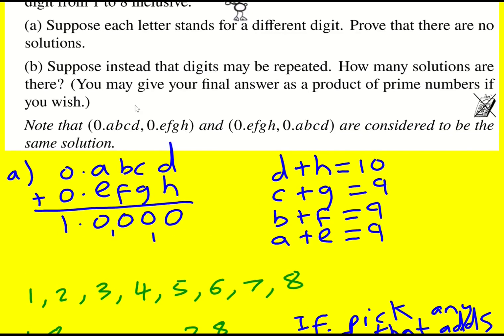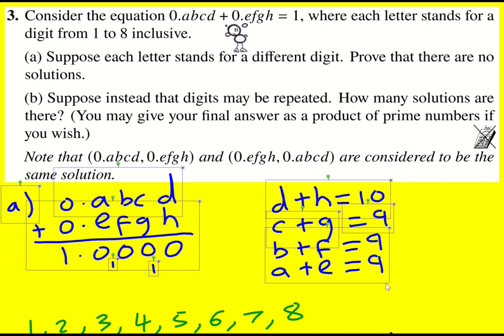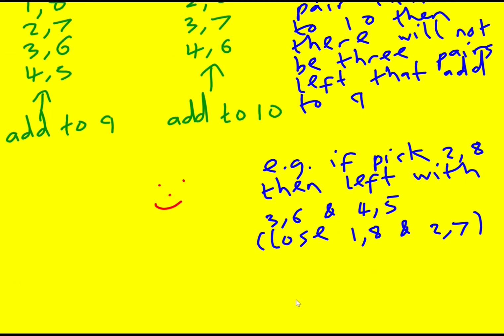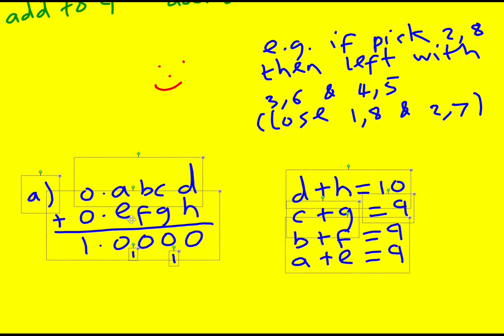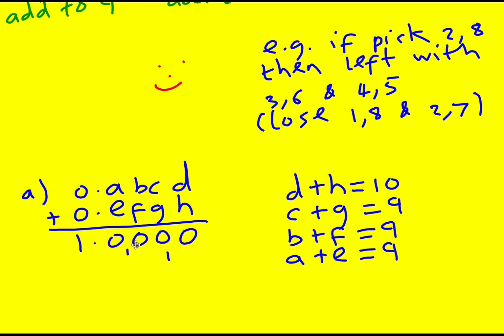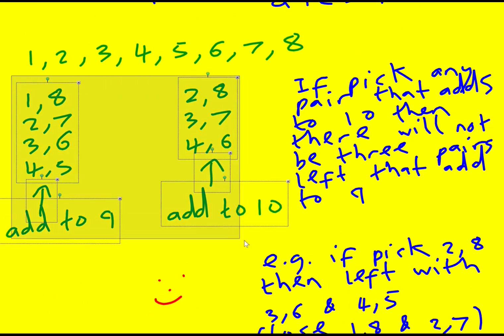Right, in B, we're said that we can do the same thing again, but now we can repeat digits, and we're asked how many solutions there are. We may give our answer as a product of prime numbers if we want to. So that probably means it's going to be quite large. Okay, so from before we have this. I need to write that whole thing down. I'm just bringing it down so it's easy to see.